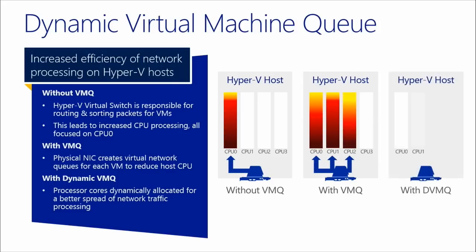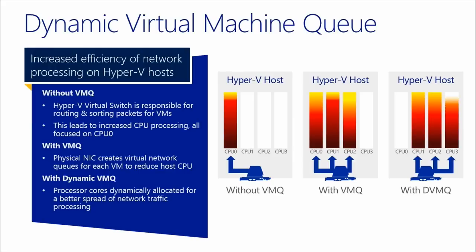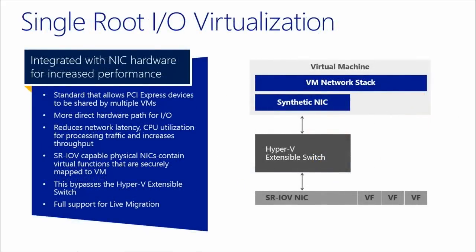However, with dynamic VMQ, we do an even better job of allocating and rebalancing the processing of network traffic along cores in the system. So all this is essentially designed to help more efficient processing of network traffic on the host. And just to clarify, we do need a networking card that's VMQ capable to take advantage of that. Most modern cards within the last couple of years will have that capability, but it's certainly worth checking. Now, another hardware-specific capability is something called SR-IOV.